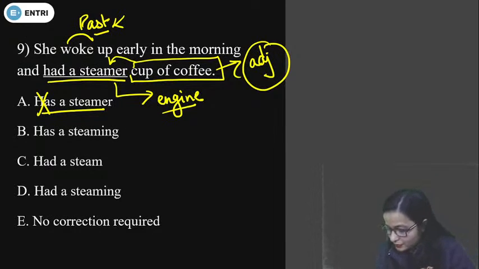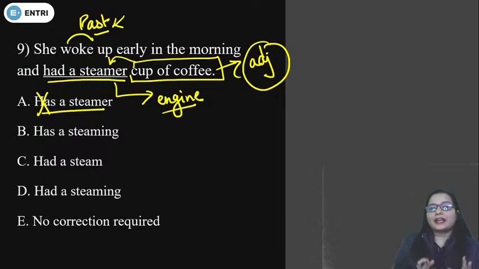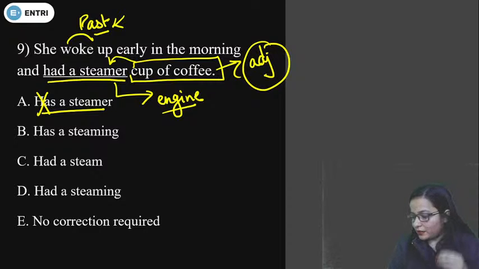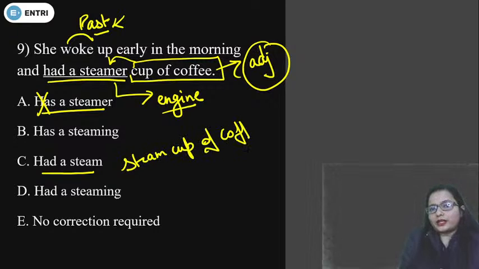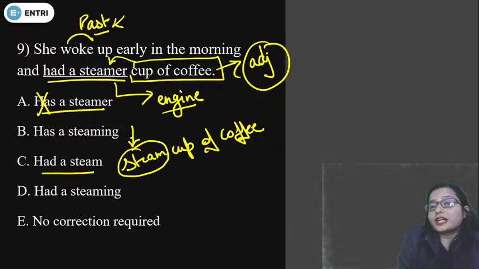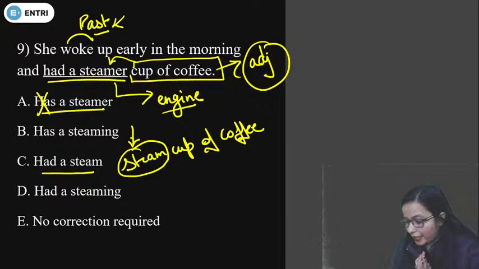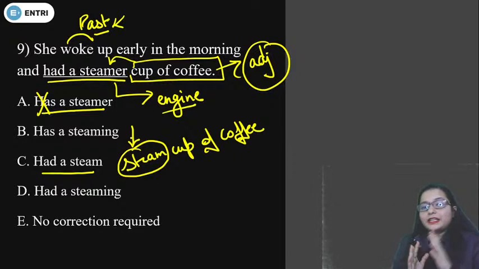Okay. Nasbiba, you're saying option D, had a steaming. Okay, let's see. It seems fine. Okay, you're saying C. If you say had a steam cup of tea, actually this word is not making the word which we call an adjective. We need an adjective, right? Okay, we need an adjective.